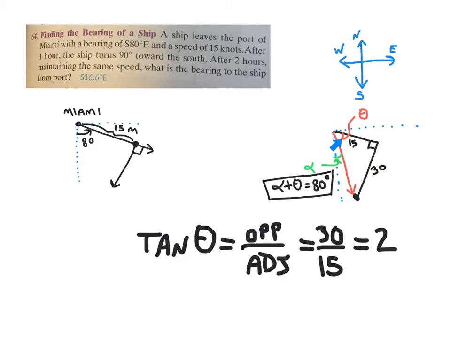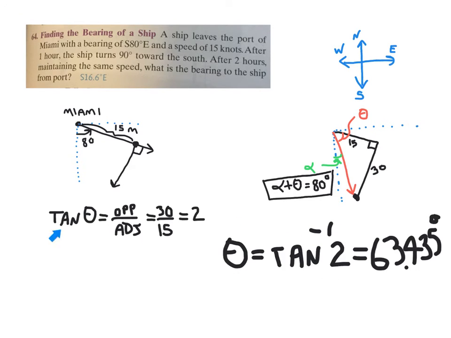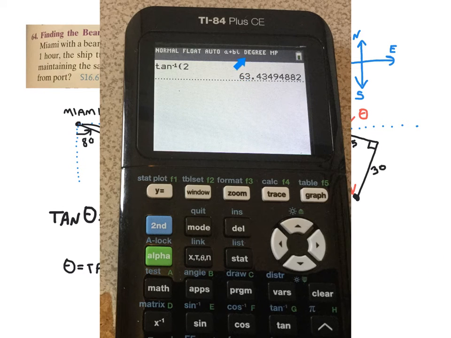Now we can say that the tangent of theta, which is the opposite over the adjacent, so here's theta, here's the opposite, here's the adjacent, right? So 30 over 15, which is 2. Since tan of theta is 2, theta is arctan of 2, which means it's 63.435 degrees. So I used my calculator. I made sure I was in degree mode. Then I took arctan of 2, so down here, arctan is right here, so you have to use second arctan.